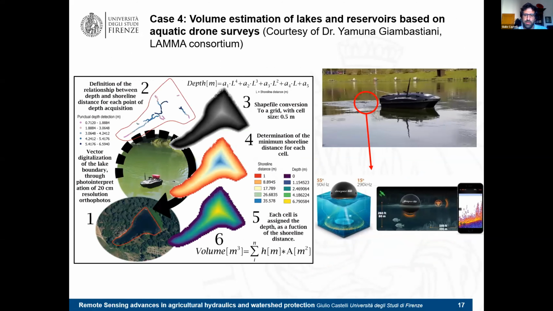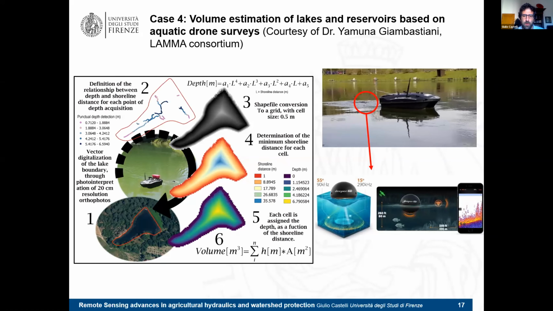This is another interesting application that is quite innovative, made by a colleague who did his PhD in our department. And of course, it's another way of using remote sensing, but it's not remote sensing in the air, it's remote sensing in the water. So in the LAMMA consortium, which basically is a section of the National Research Council that we have in Tuscany, they are testing this new approach for the estimation of lakes and reservoirs volume.